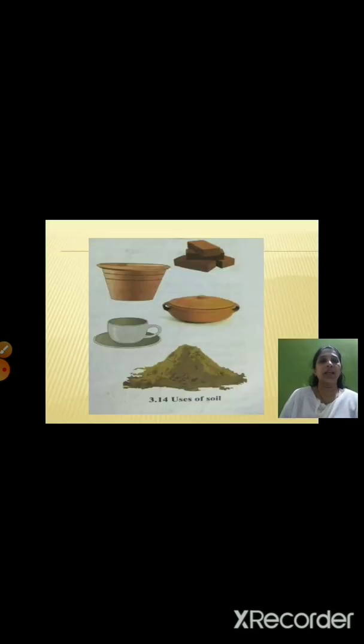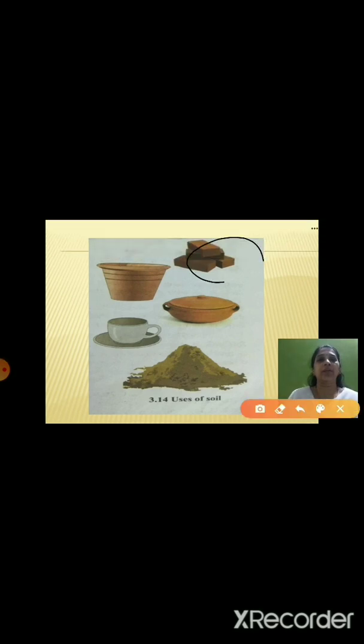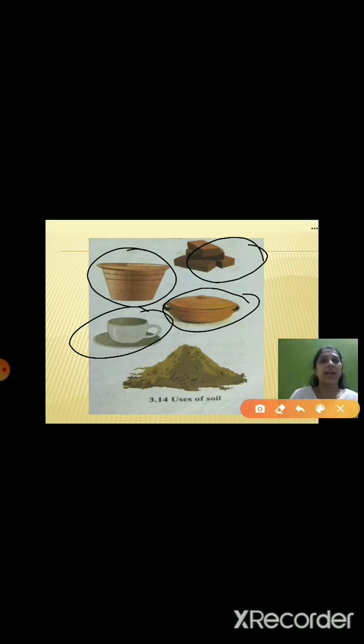You can see here, children, these are the articles which are made from soil, right? These are the bricks over here. This is your pot, where the plants can be grown. This cookware is used in cooking, and these are the crockery items. All these are made from the soil.